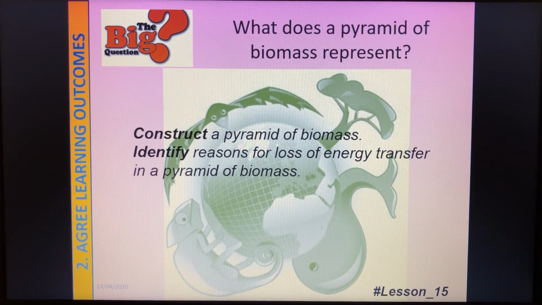Okay, we're going straight into the title. What does a pyramid of biomass represent? Don't forget to write today's date. What does a pyramid of biomass represent?